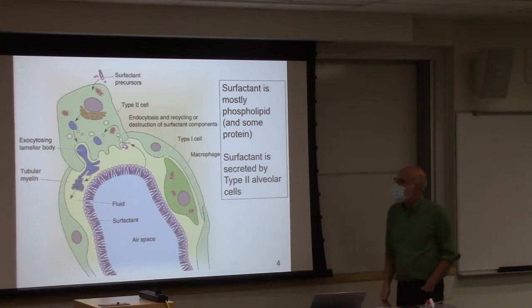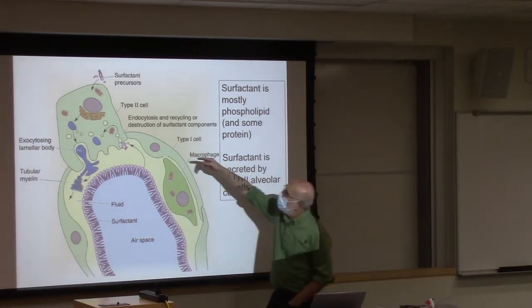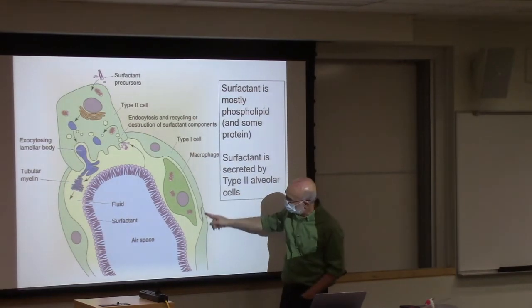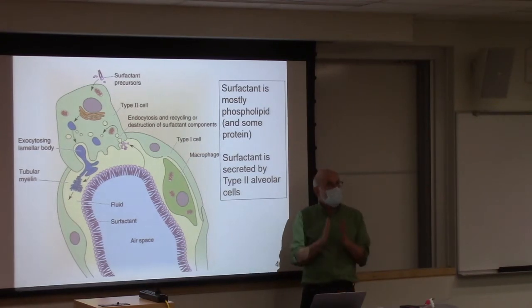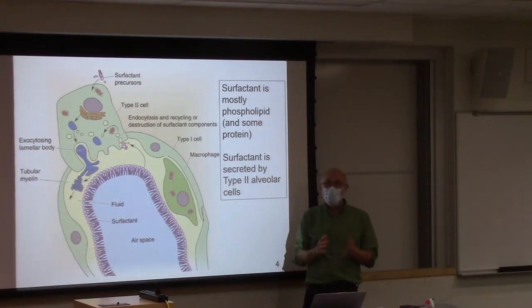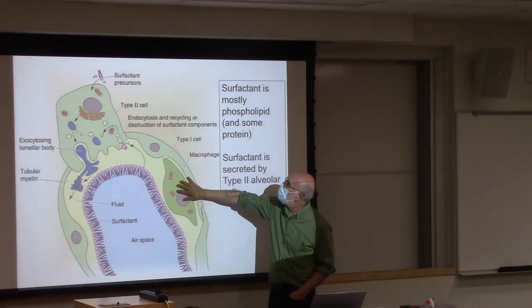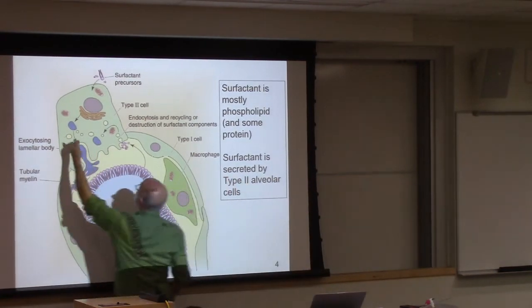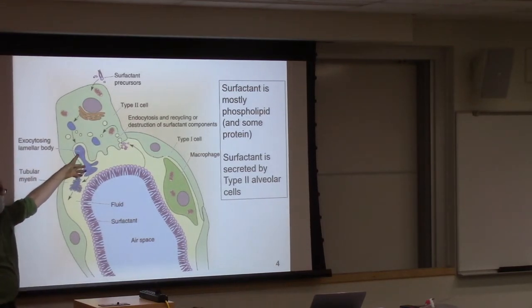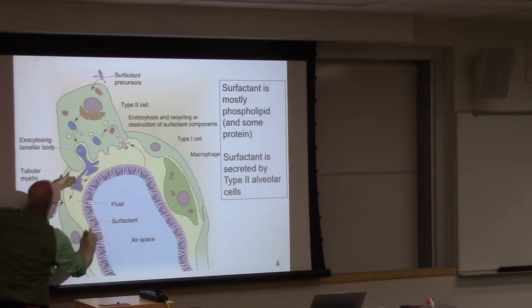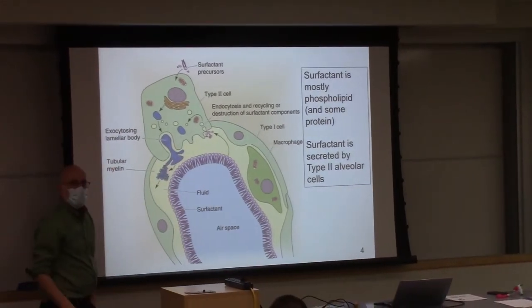Here is a cartoon that illustrates the airway. So here is the type 1 cell. Here's another type 1 cell. Thin, specialized for thinness and for gas exchange. Let's not worry about macrophages. Here is a type 2 cell. Type 2 cells are specialized for the secretion of surfactant that lines the inside of the structure made by the type 1 cells.